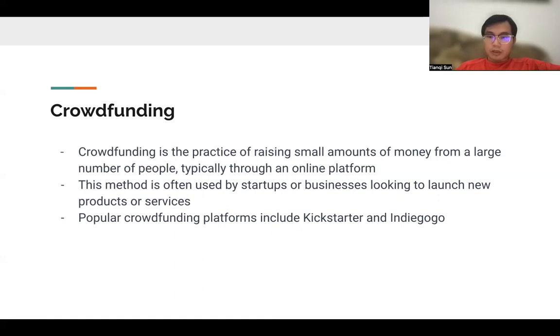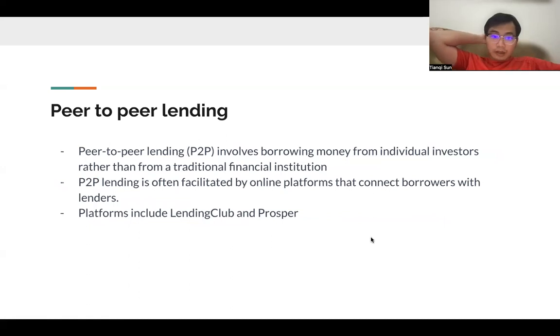It's often used by startups and businesses looking to launch new products or services, because it's an innovation, and the crowd really likes to see that and subscribe to that ideology, to see something new being created by their money from their hands. And if you're thinking of using a platform, use Kickstarter or Indiegogo. Those are the go-to platforms if you want to do crowdfunding, because people just give you money from there for a specific cause.